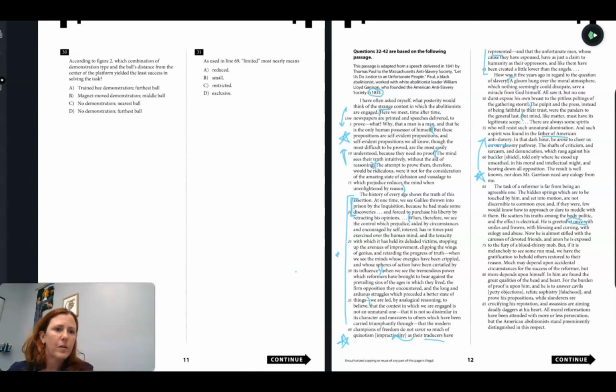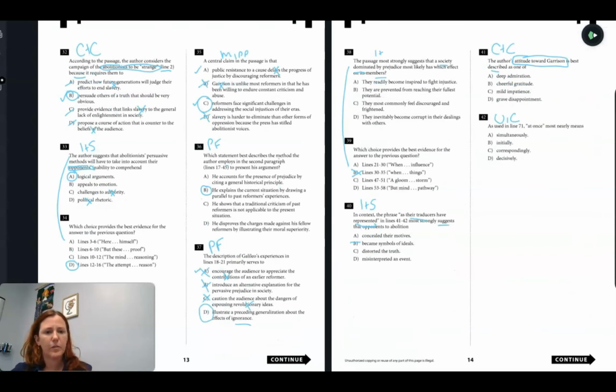But mind, like matter, must have its legitimate scope. There are always some spirits who will resist such unnatural domination. So we don't, again, get any discussion of prejudice. So it is going to be here where it talks about kind of slowing progress and clipping the wings and just making it harder for the members of society. So the members are less inspired to fight justice. They are prevented from reaching their fullest potential.